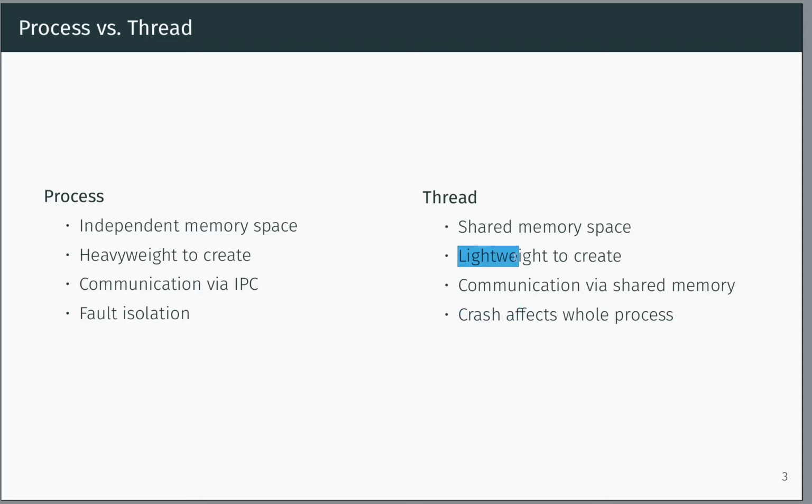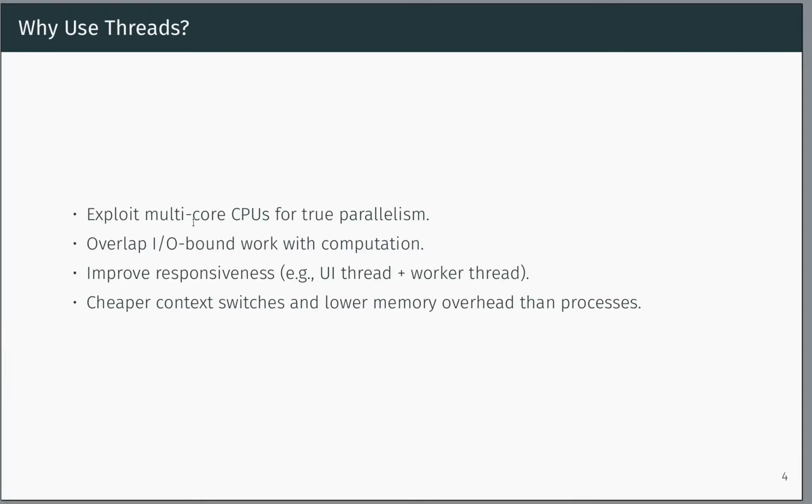They are lightweight to create, but coroutines are even lighter. We will study coroutines in C++ later on. So why use threads? Reasons are: to use multi-core CPUs for true parallelism, overlap IO bound work with computation, as I said, improve responsiveness, for example a UI thread plus a worker thread, cheaper context switches, and lower memory overhead than processes.